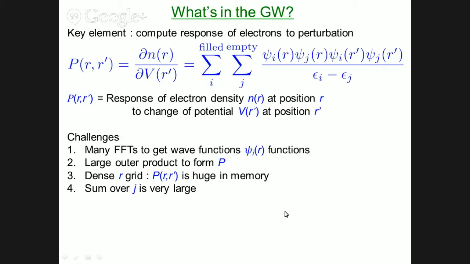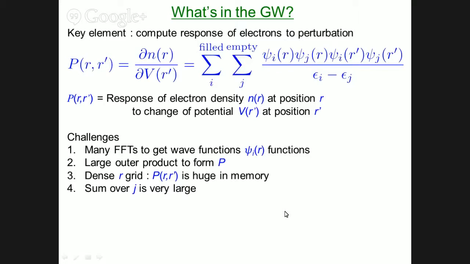So how is this going to be done in a plane wave basis? First you have to do a huge number of FFTs. In the plane wave method for the ground state, you only FFT the states with electrons in them. But here you have to FFT all the ones that don't have electrons too, in a pairwise manner, the J index. So we have a giant number of FFTs to do.